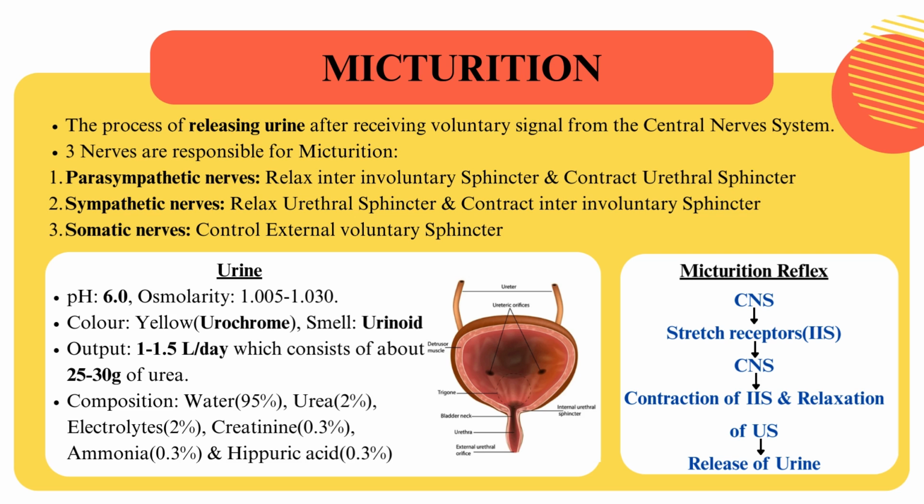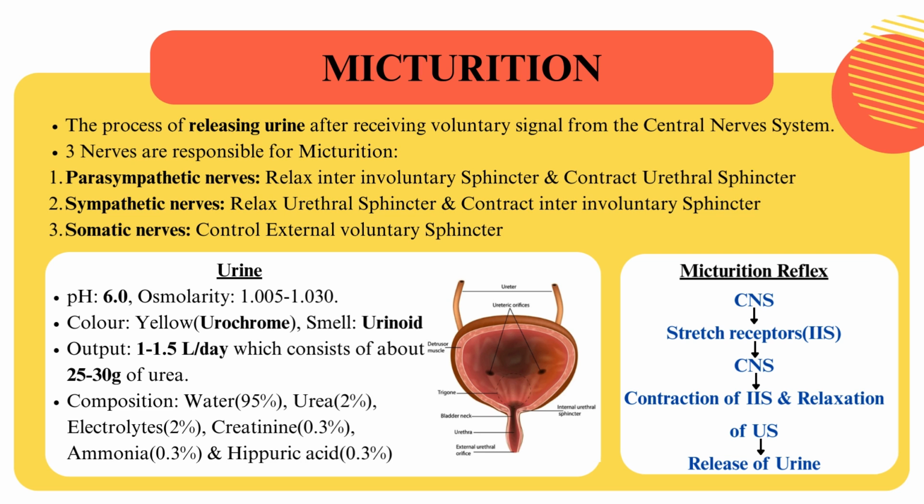The micturition reflex is the process in which the CNS sends a signal to the stretch receptors in the internal urethral sphincter, which sends back the signal to the CNS, which in return causes the contraction of the internal urethral sphincter and relaxation of the external urethral sphincter, and ultimately releases the urine.